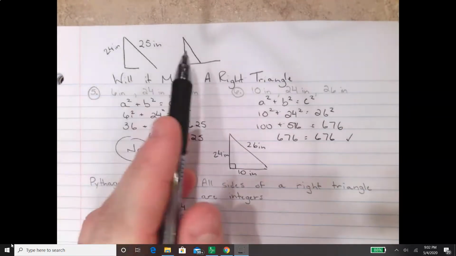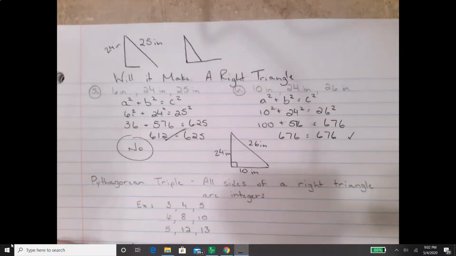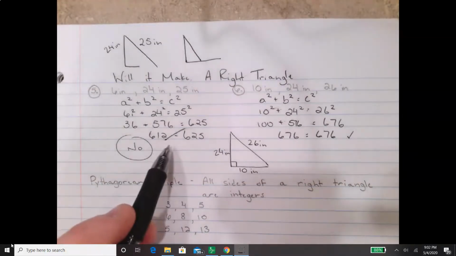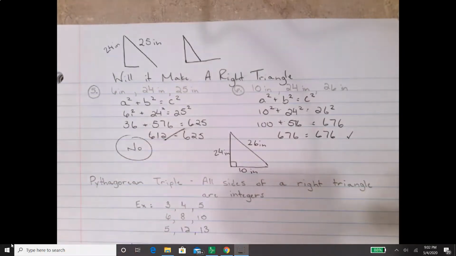So this is just an example of what those triangles would look like if you put all of the side lengths together and they weren't equal. They are equal, like this picture here. It's going to come out to be a perfect triangle.